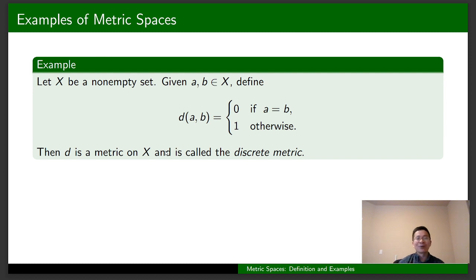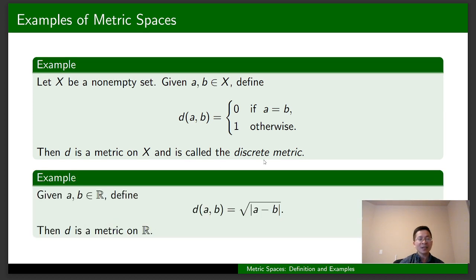The first example is a rather weird metric defined on an arbitrary set X. Let X be a non-empty set. Given any 2 elements of X, we define D(A,B) by this formula. It is 0 if A is equal to B and 1 if A is not equal to B. We can show that D is a metric on X and it is called a discrete metric.